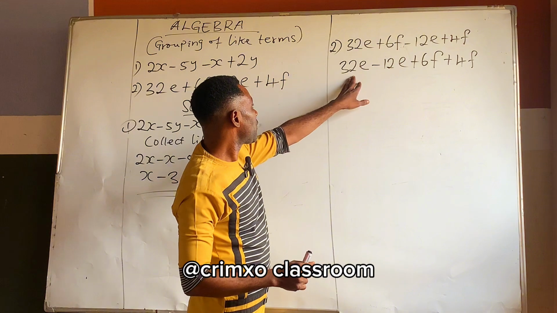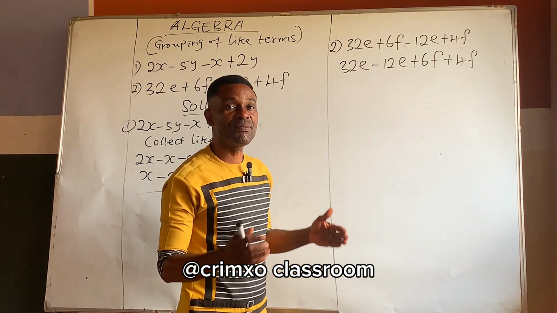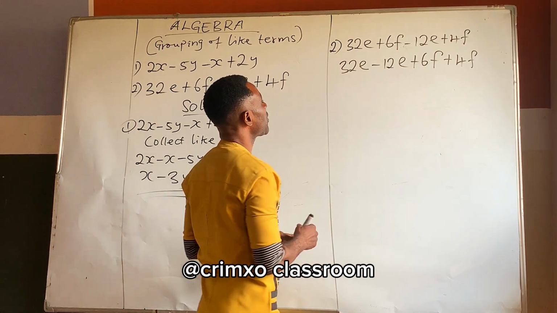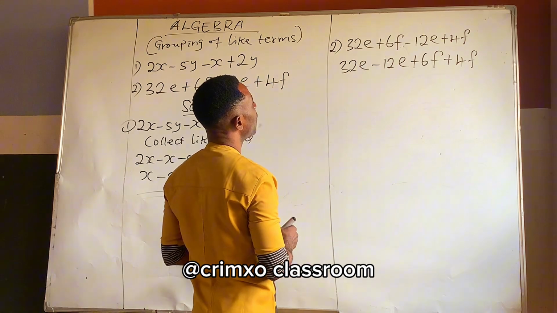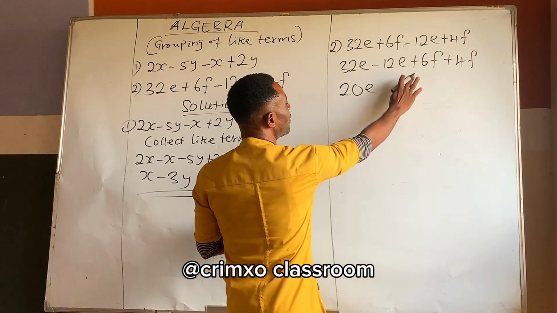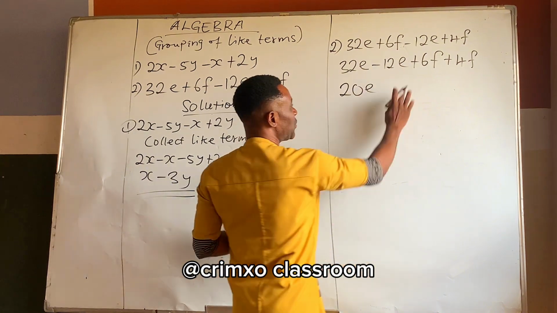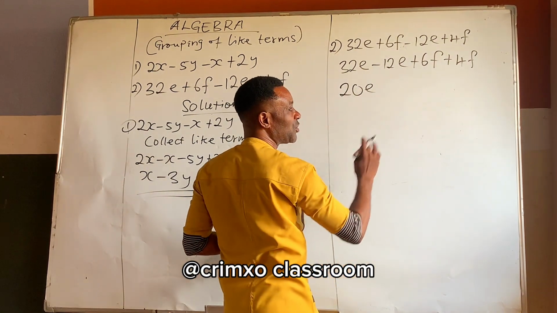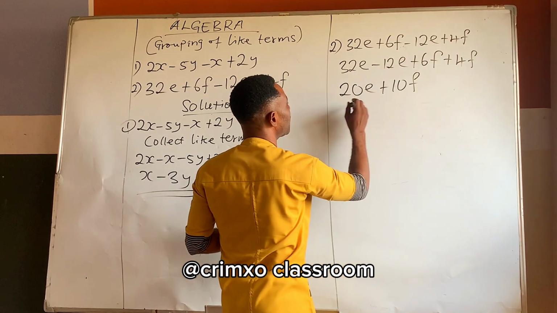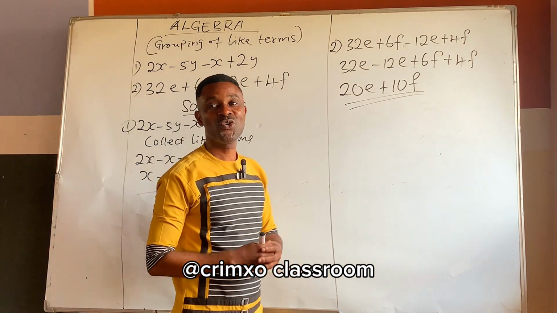We continue. 32e minus 12e, the same thing as 32 minus 12. 32 minus 12 will give us 20. That is 20e. Then here, plus 6f plus 4f. You have 6, you also have 4. So the total you have is plus 10f. So this is the answer to number 2 question.